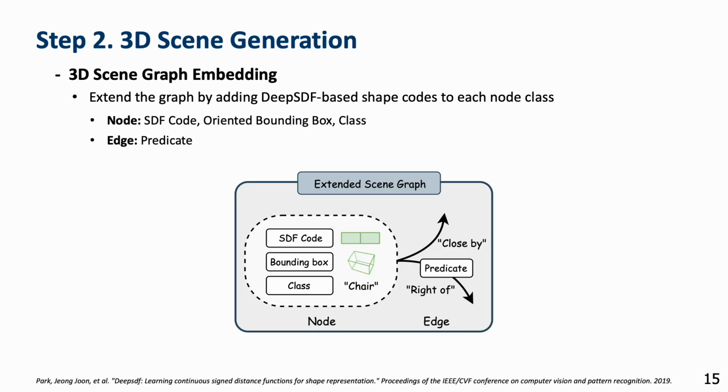Now, to convert this compact scene graph back into a 3D scene, we need a shape prior. We augment each graph node by attaching a pre-trained 3D shape code based on DeepSDF, conditioned on the predicted object class. As a result, each node contains the shape code of its predicted class, along with its bounding box and class information, while each edge retains the relationship information.